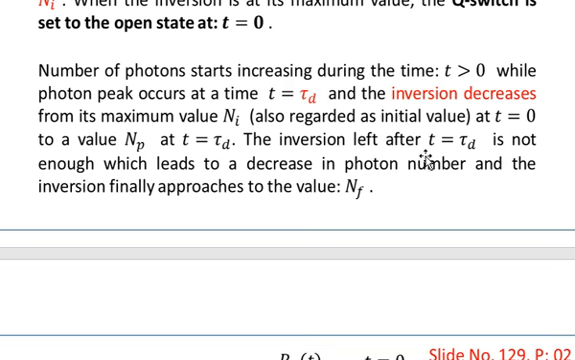The inversion left after time t is equal to tau d is not enough, which leads to a decrease in photon numbers, and the inversion finally approaches the value Nf, which is the final value of the inversion.